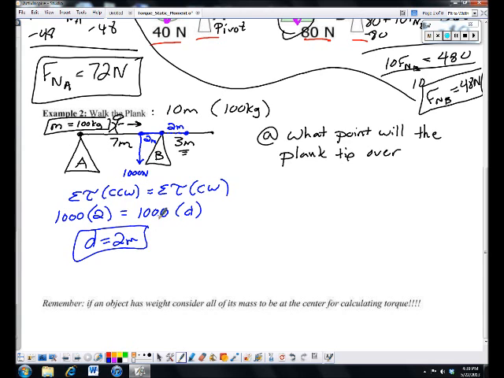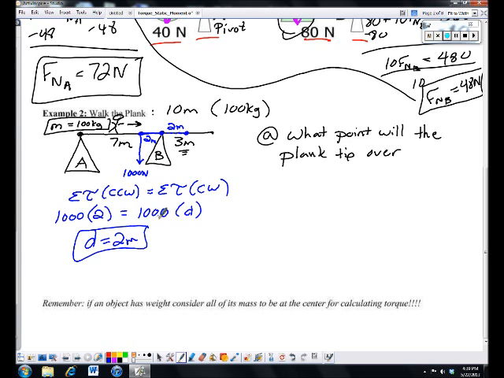Anything beyond that, it would tip over. Anything less than that, you would be fine. Now, if I wanted to know what my F's were at that point, I could do a couple other things to try to figure it out. I know FNA plus FNB equals the 1,000 plus that, and you could try to find exactly how much you have.